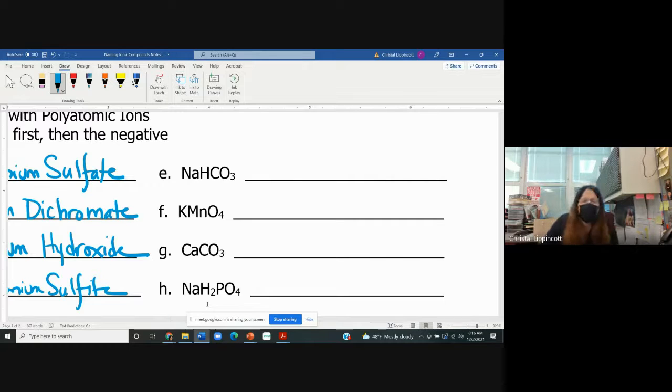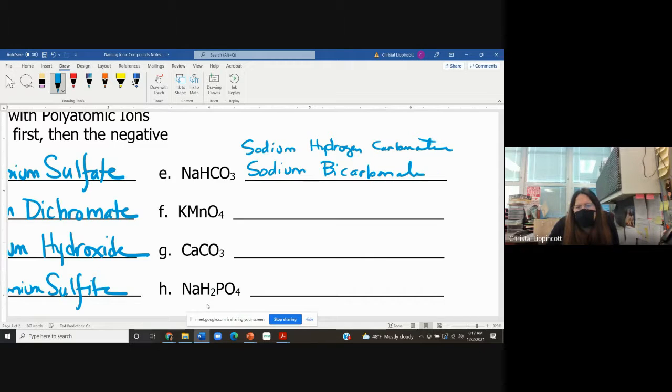Okay, let me start putting these up. This one has two options for naming. This could be sodium hydrogen carbonate, which is the long version, or you could do sodium what? Bicarbonate, right? Which is much less words. All right, this is potassium permanganate.